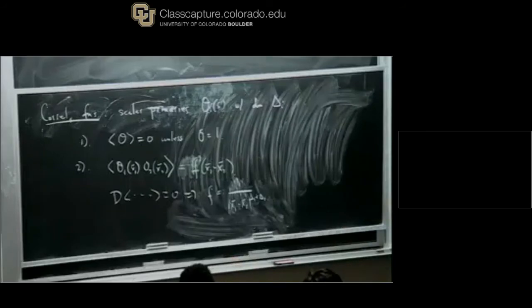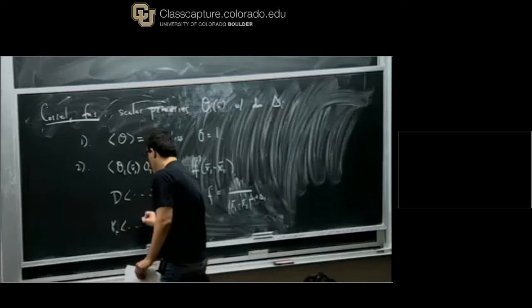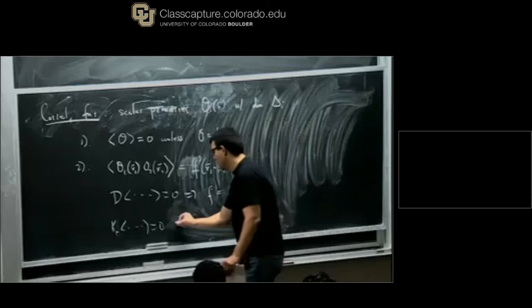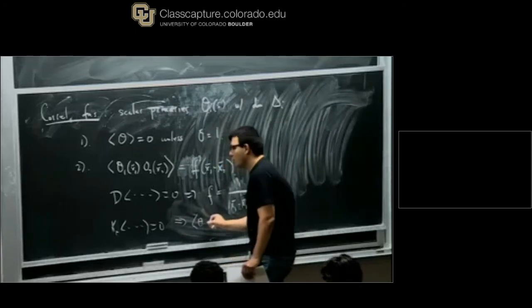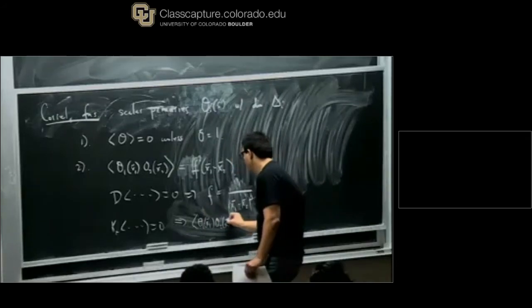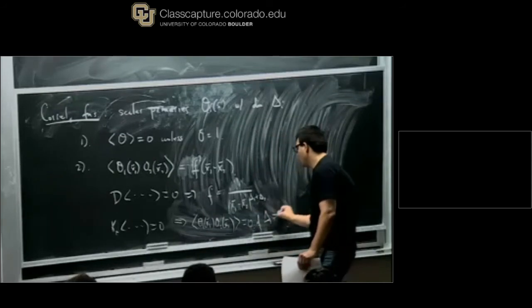So that's just using dilatation symmetry. If we now further require that this correlation function is invariant under special conformal transformations, so K mu acting on this is 0, this implies that the two-point function O1 of x1, O2 of x2 is 0 if delta 1 is not equal to delta 2.